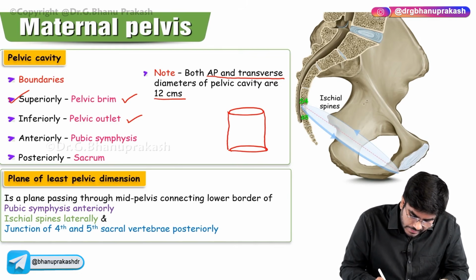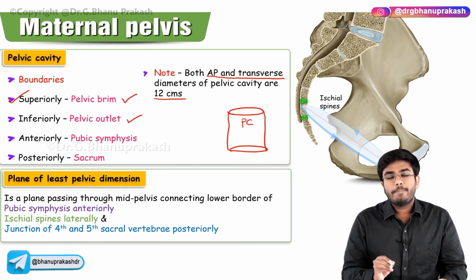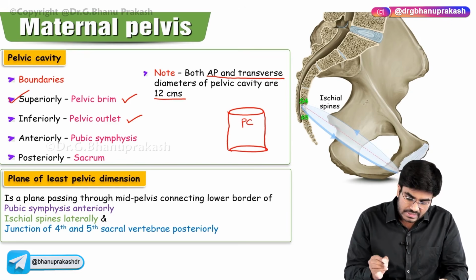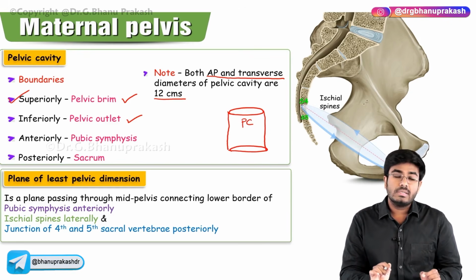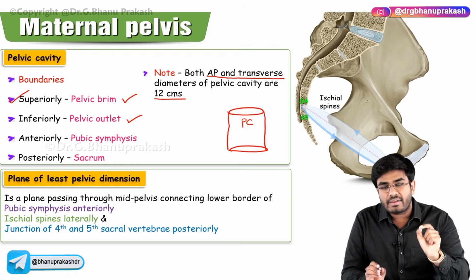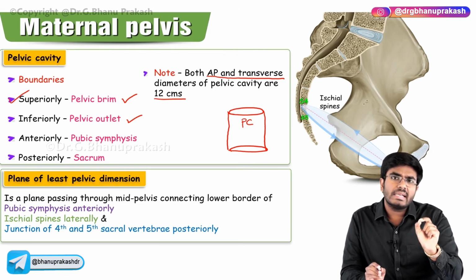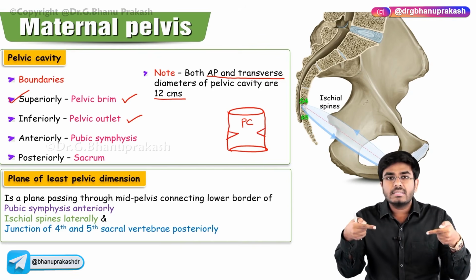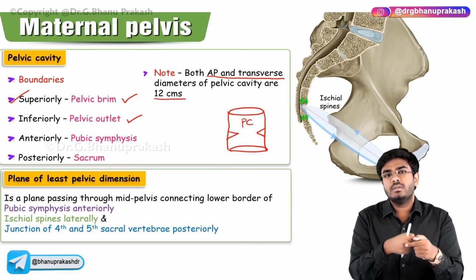The in-between area, this is the pelvic cavity. Now this pelvic cavity has anteroposterior and transverse diameters, which are one and the same, 12 centimeters. But a very important point is that in this pelvic cavity, there is one particular area where the ischial spines are protruding into the cavity. Ischial spines are protruding into the pelvic cavity.